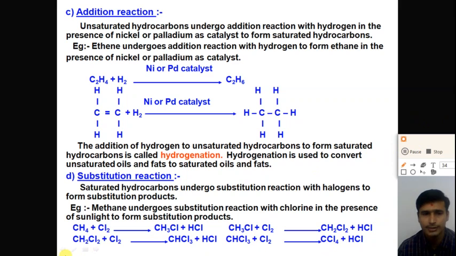So understand, this type of substitution reaction occurs with hydrocarbons. Methane plus Cl2 forms CH3Cl. From this methane, one hydrogen atom is removed and, instead of the hydrogen atom, a chlorine atom is added, right? And the hydrogen atom and one chlorine atom form HCl, right? So this type of reaction is called the substitution reaction. So dear students, understand all four chemical properties of hydrocarbons.